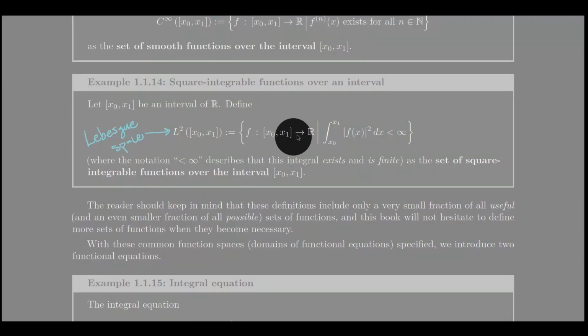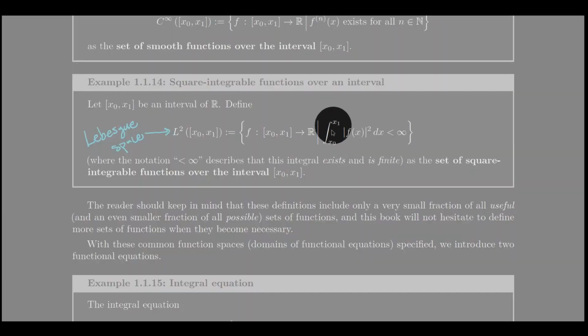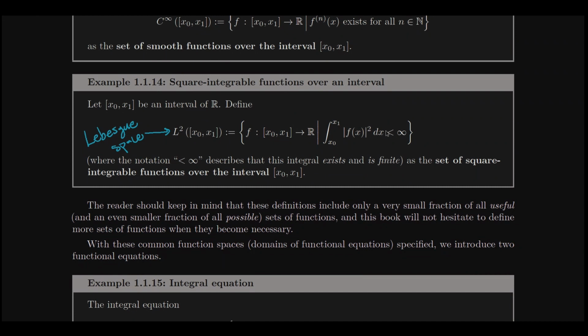Well, what I mean is, here's my functions. It's my set of functions. What property do they have over their interval? The property is that the integral from x0 to x1 of that function squared is finite. We use this notation, less than infinity, in mathematics to denote that the integral exists and is in fact finite. So if I'm strictly less than infinity, that's what I mean when I say finite.